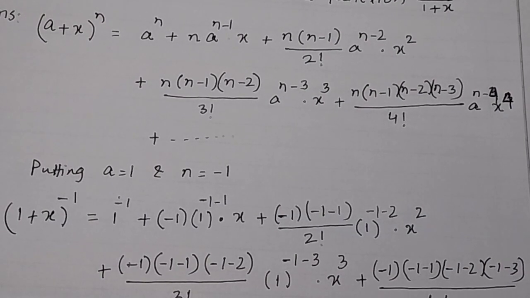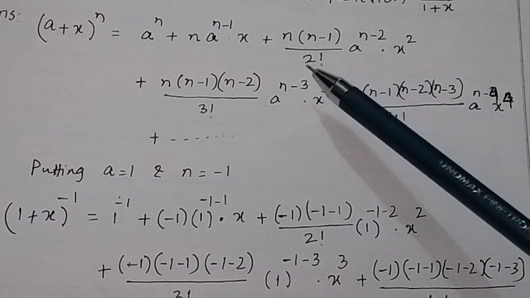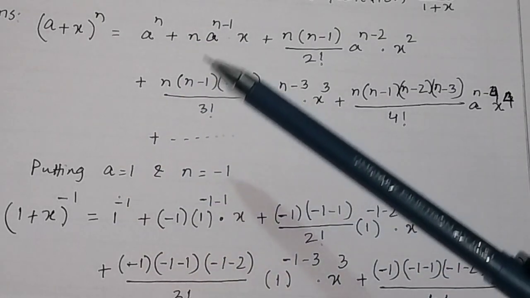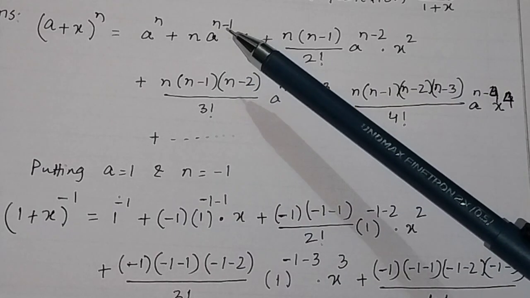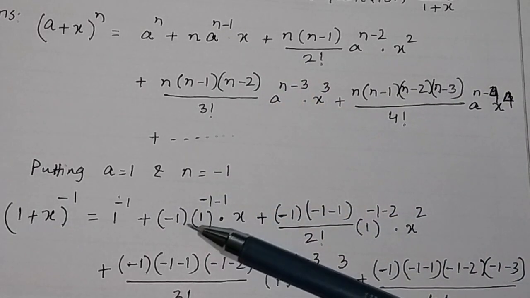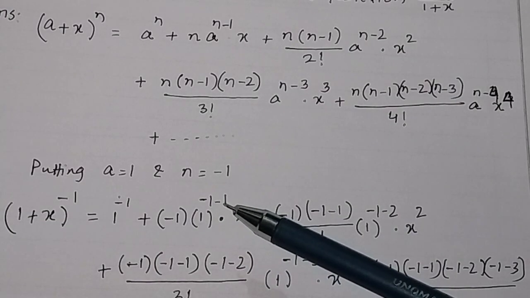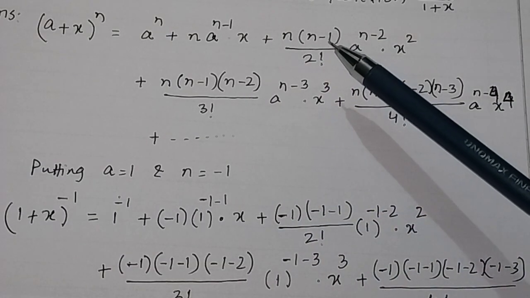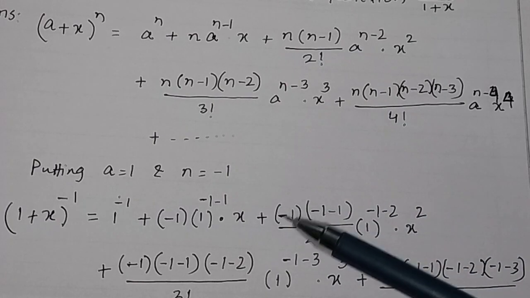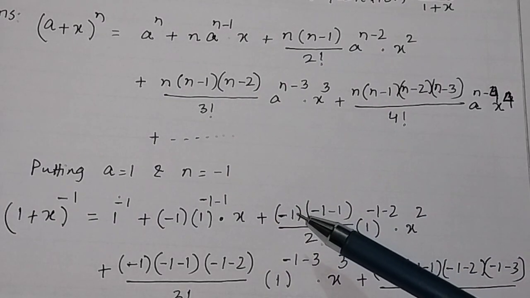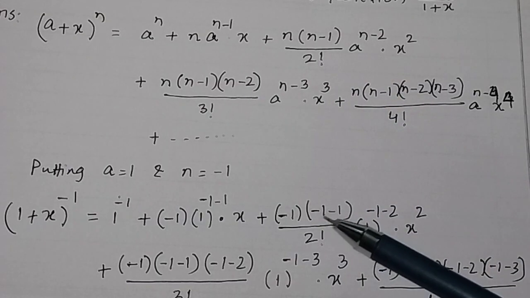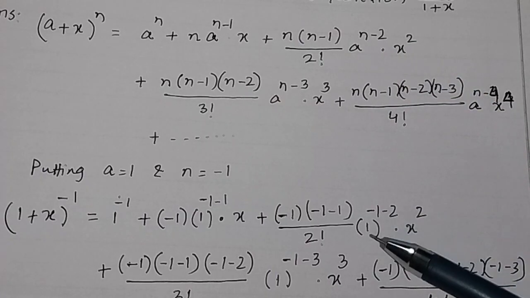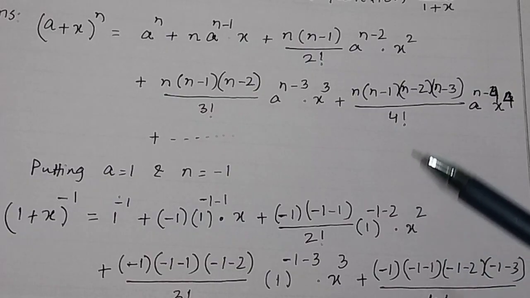So by putting a equal to 1 and n equal to minus 1, the series will be: 1 to the power n, that means 1 to the power minus 1. The next term will be n into a to the power n minus 1 into x, so minus 1 into 1 to the power minus 1 into x. The next term will be n into n minus 1 divided by factorial 2. n is equal to minus 1, so minus 1 into n minus 1, that will be equal to minus 2, then a to the power n minus 2, that means 1 to the power minus 1 minus 2, then x square.